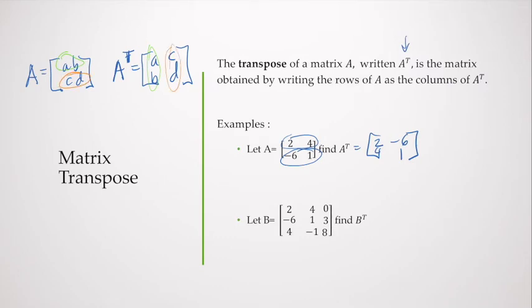We can also do this for a 3x3 matrix. So let's go ahead and try this out. I'm going to take my first row and rewrite that as my first column. I'm going to take my second row and rewrite that as my second column. And I'm going to take my third row and rewrite that as my third column. So that's how you take a matrix transpose.